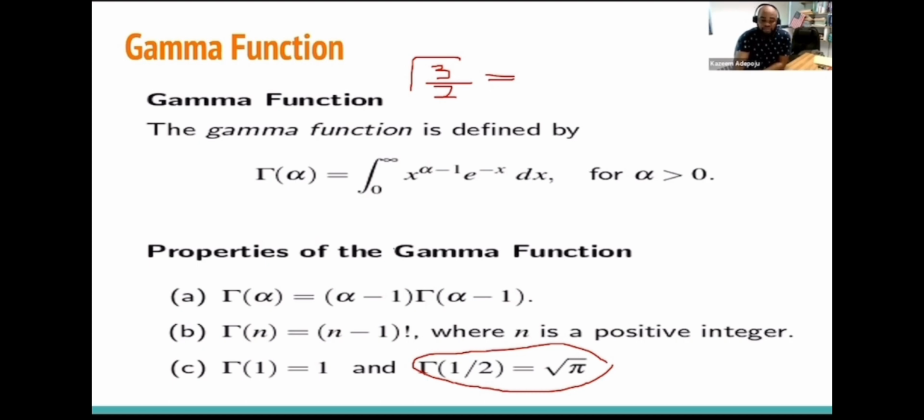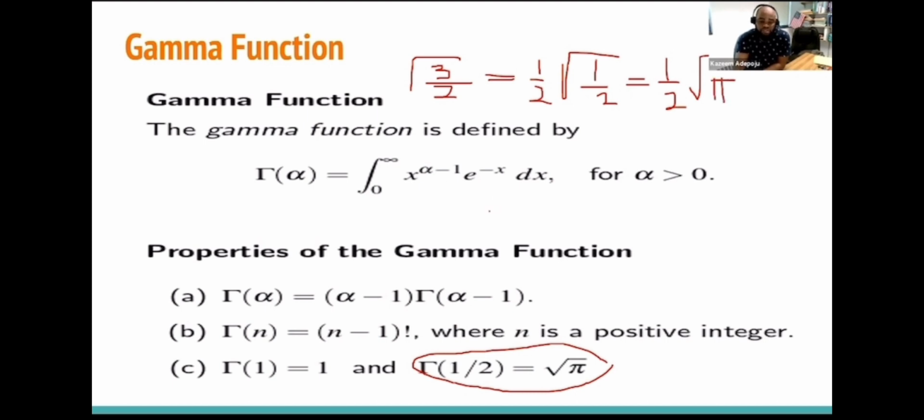So what am I actually going to have? I can use the fact that gamma alpha equals alpha minus 1 gamma alpha minus 1. So what I'm going to do here is half gamma half, and you know what, I can now write half, and what is gamma half? That is going to be square root of pi, so this is half square root of pi.